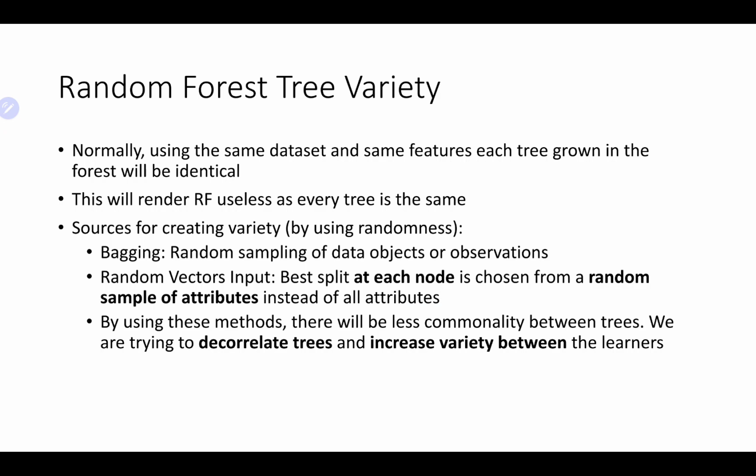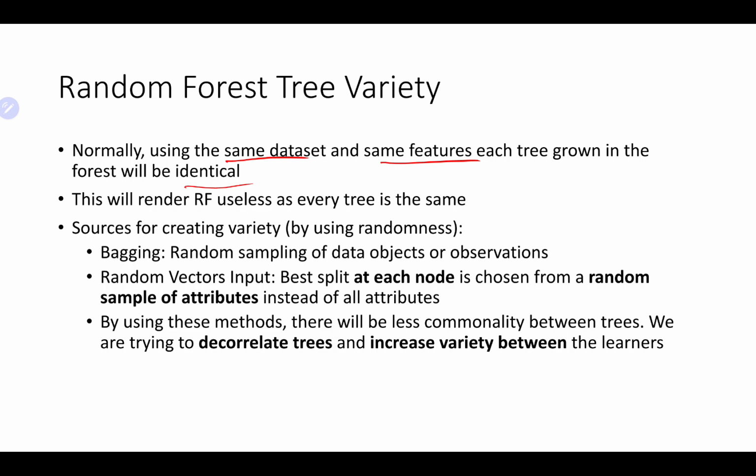Which brings me to the point of tree variety. If we were to use the same data set with the same features, with no sub-selection of data and also no sub-selection of features, then each tree grown will be identical. They will be 100% exactly the same thing. So then there's no point in random forest if you were to do that, because one tree would be enough.